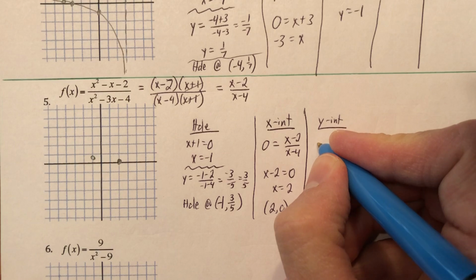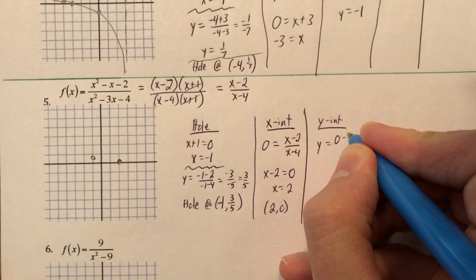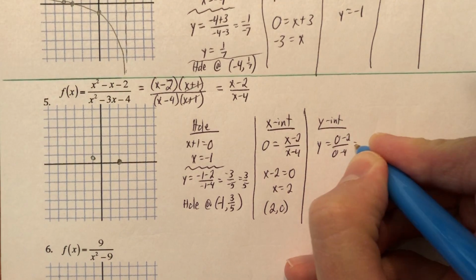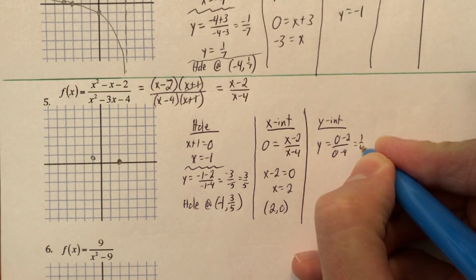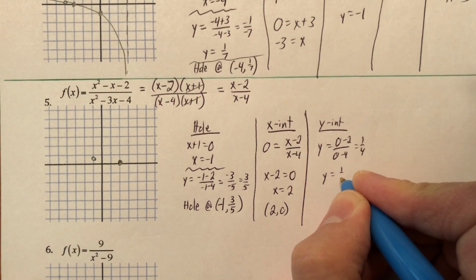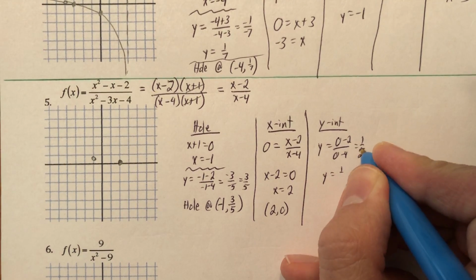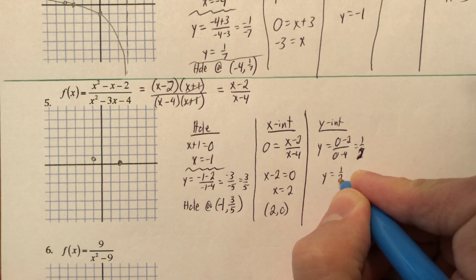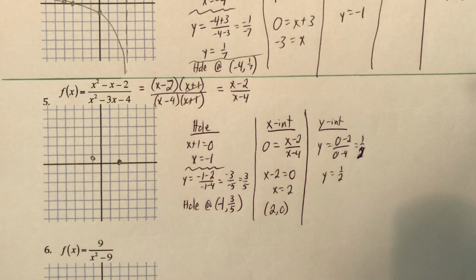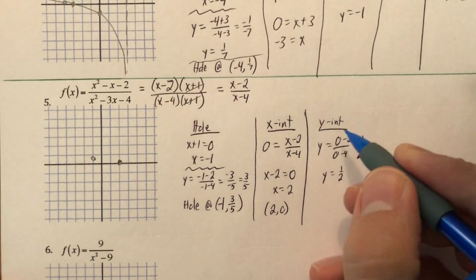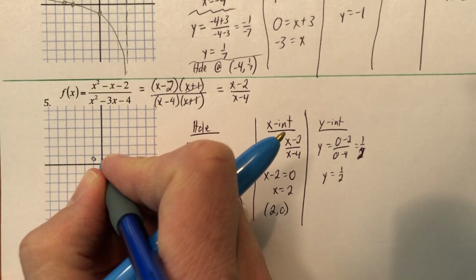is, well, y equals 0 minus 2 over 0 minus 4, and that is negative 2 over negative 4, that's a half. So you could say that y equals a half, 1/2, not 1/4, sorry. You could say that y equals a half. And that's fine. That's what we've been doing. And I would say, oh, that's a y-intercept. So I come over here and put a dot at 1/2.